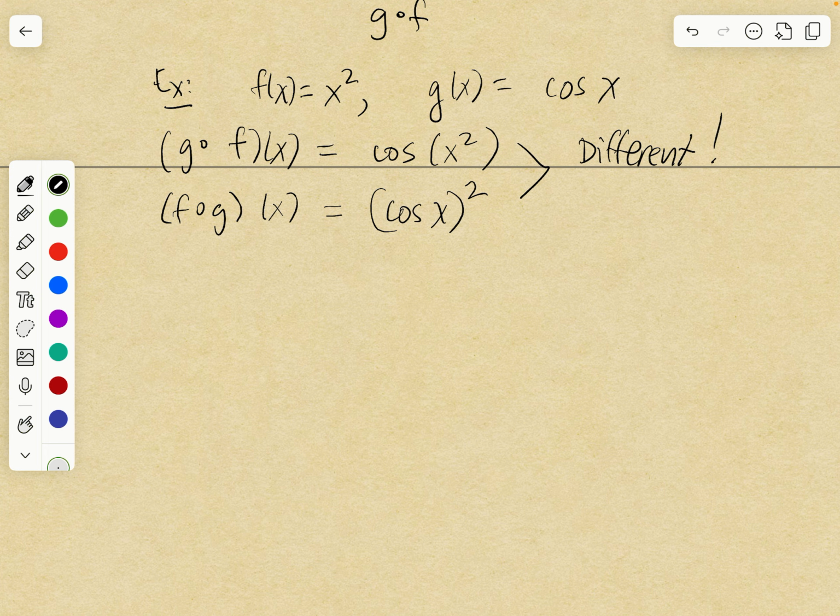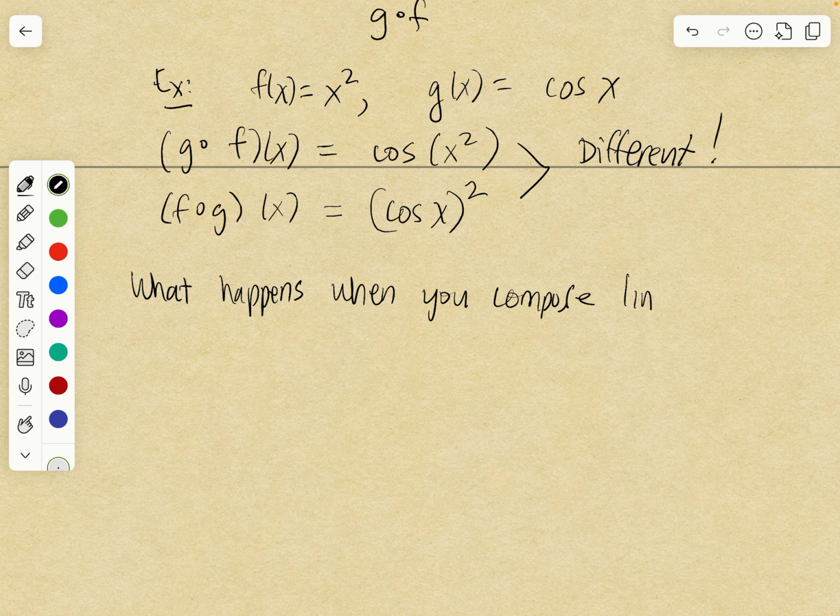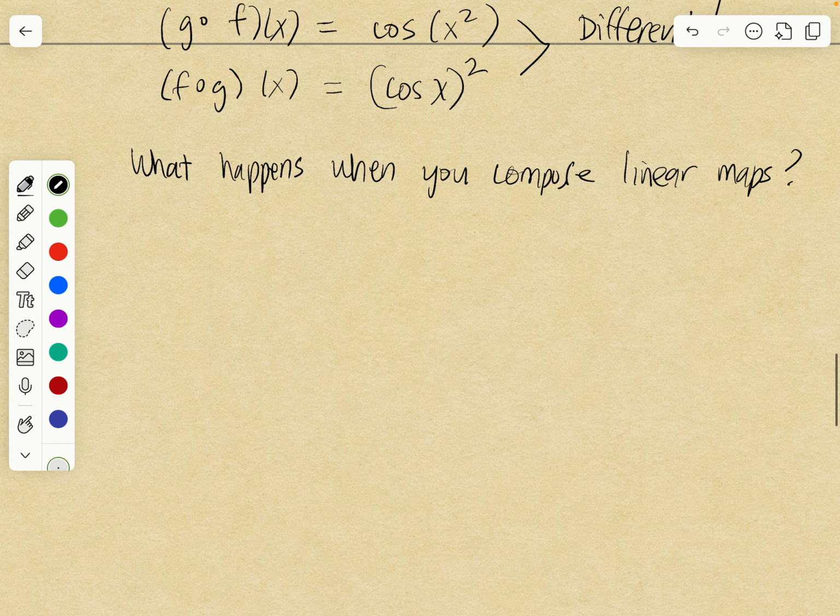Well, remember, when you have matrices, you're going to get a linear transformation. That's a type of function. So the question is, what happens when you compose two linear maps, or two linear transformations, same thing?